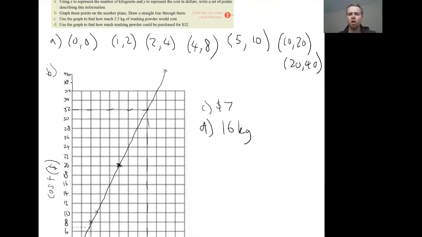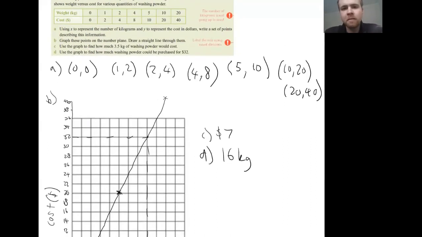So you can see we can use a graph to find out missing values that we might not have. That's what we call interpolating: finding or estimating or calculating values that we haven't seen yet.